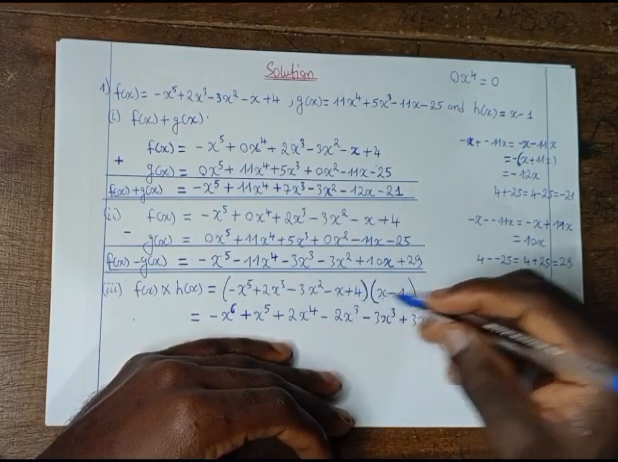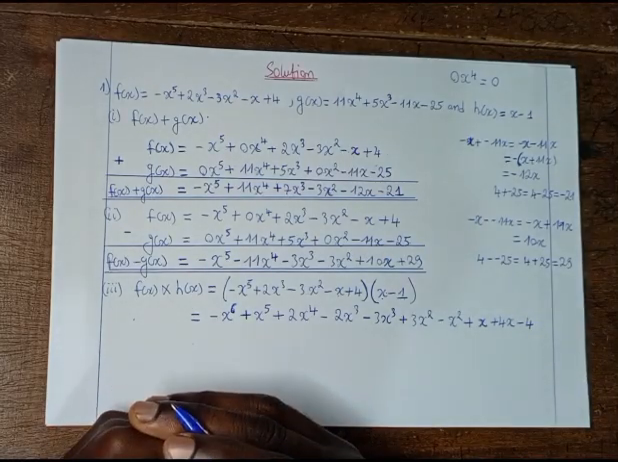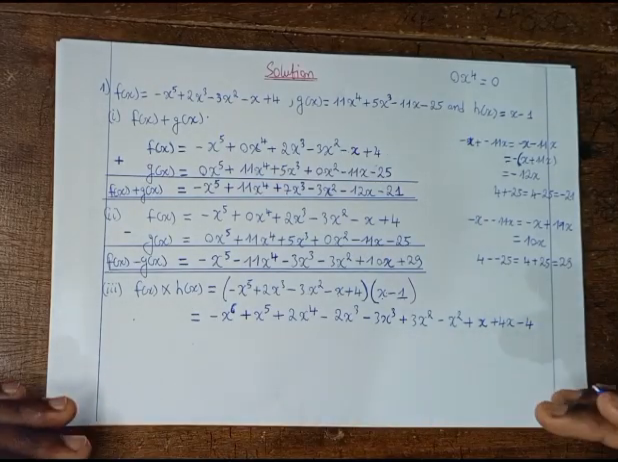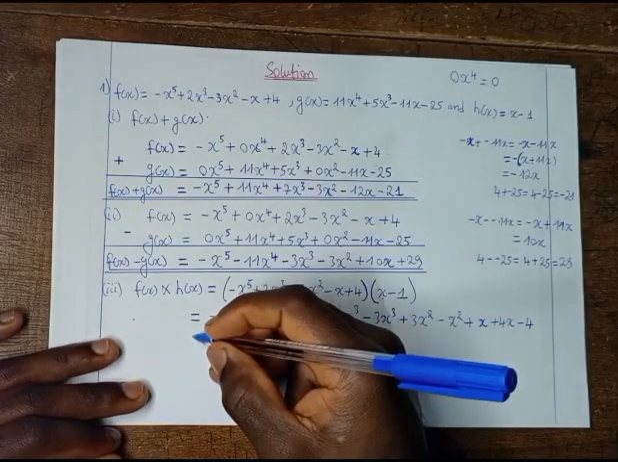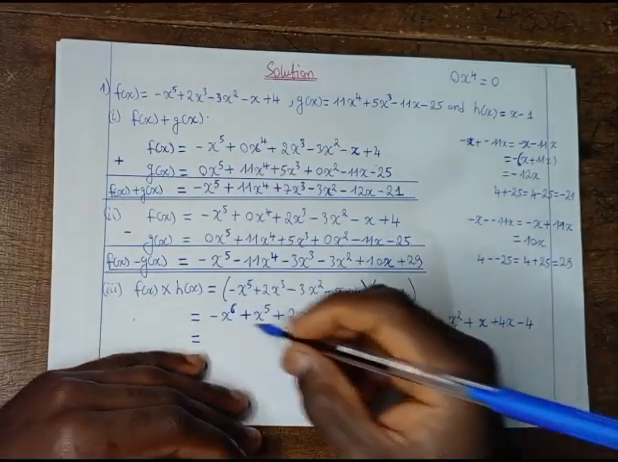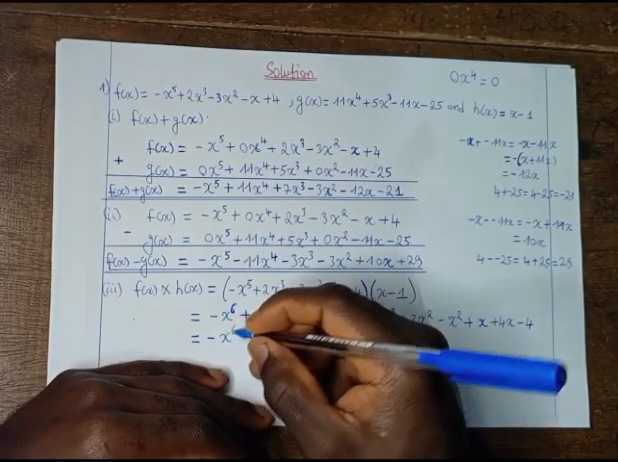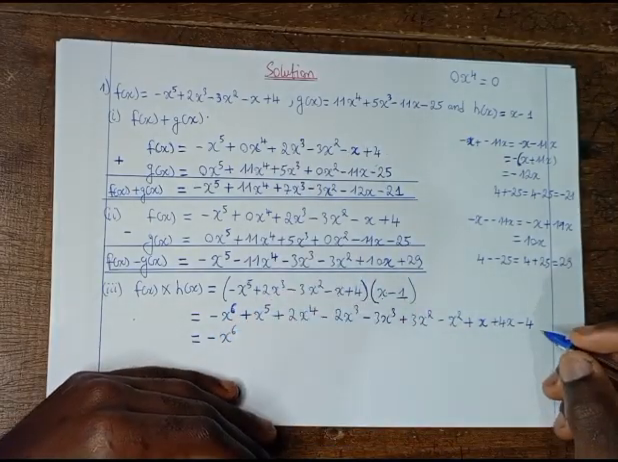And lastly, positive 4 times negative 1 will give us negative 4. Next, what we have to do is we just need to simplify the terms. That means we add like terms or we subtract the like terms. Here, this is the only term we have in x to the power 6: negative x to the power 6.